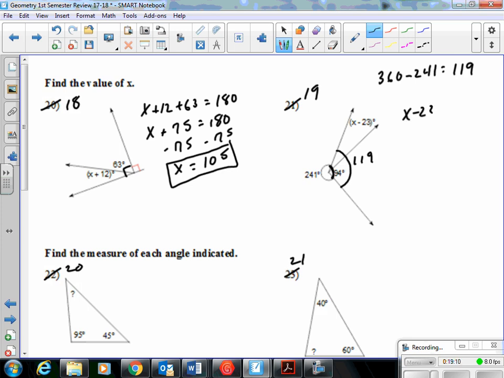So X minus 23 plus the 94 should be 119. So combine our like terms on the left side. Negative 23 plus 94 will be plus 71. Equals 119. Subtract 71 from both sides. And X equals 48. My math is right.